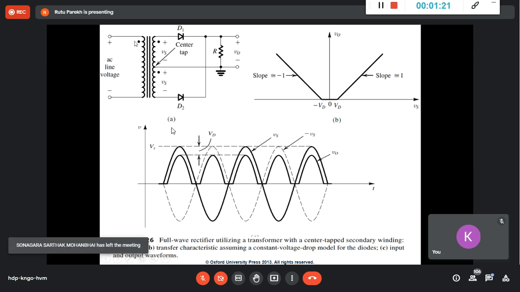What it does is, if this is your sine wave, positive, negative, this will be positive, negative, and these dots have the same polarity. So during the positive cycle, the voltage developed here is of this polarity, which will forward bias this diode.